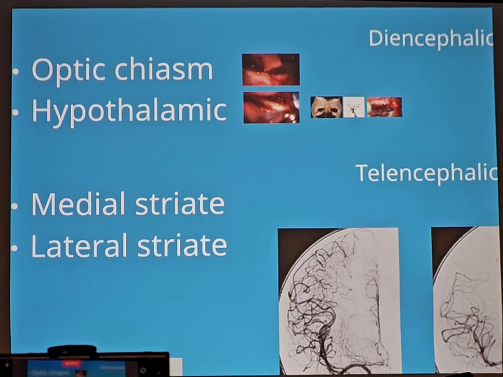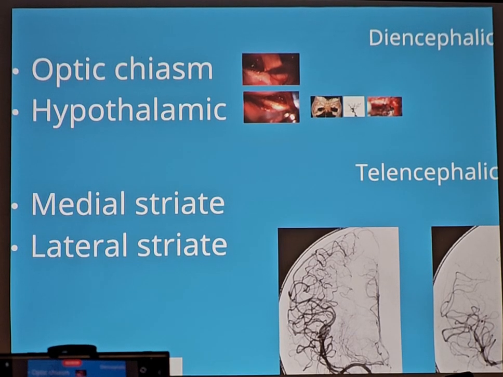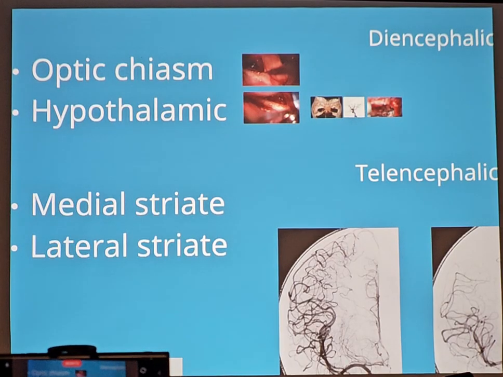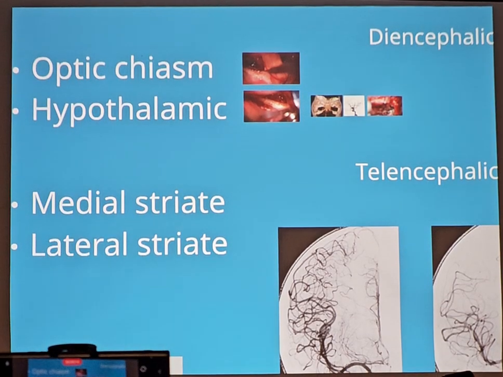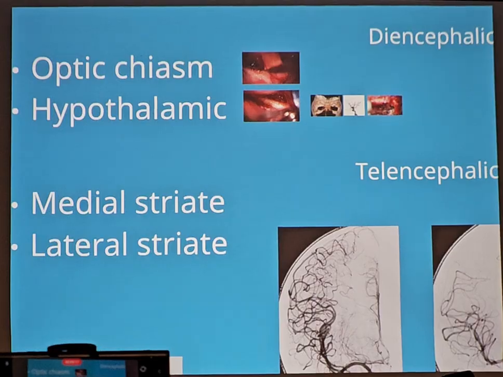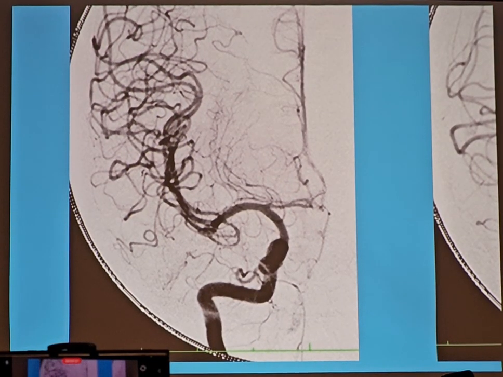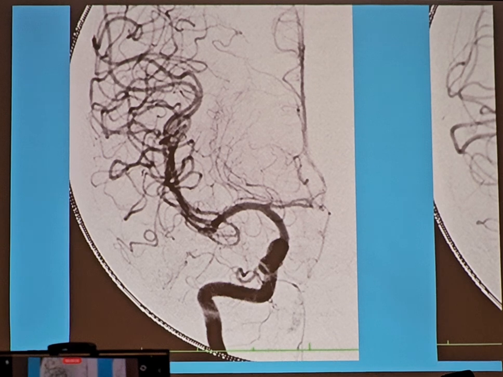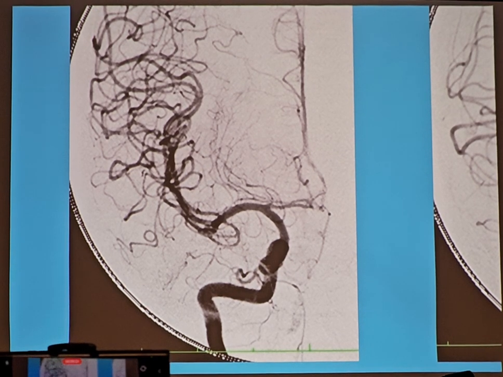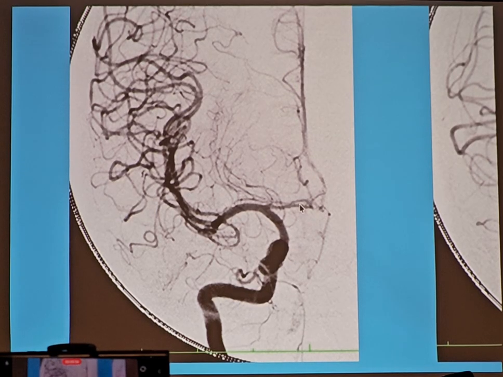So those are the deep diencephalic perforators, and we spoke a little bit about the striate perforators, so let's look at them in more detail, the medial and lateral striate vessels. These are the telencephalic perforators as opposed to the diencephalic perforators. There are different patterns. Although we talk about medial striate vessels and lateral striate vessels, there's a balance between them. Here's an example of a patient with a strong medial supply that's covering the lateral territory as well.